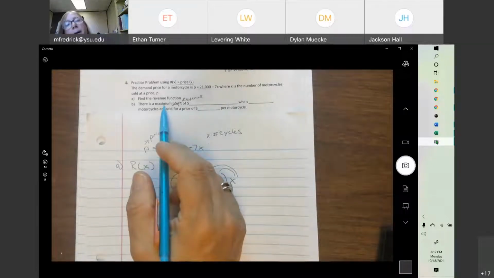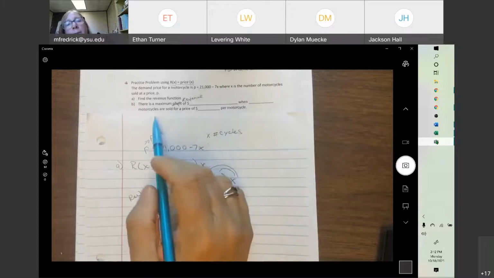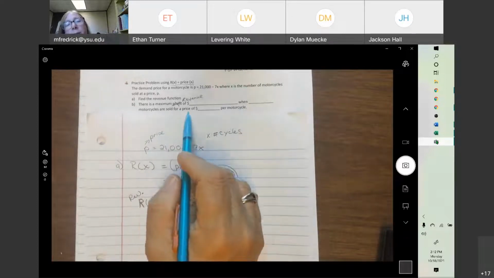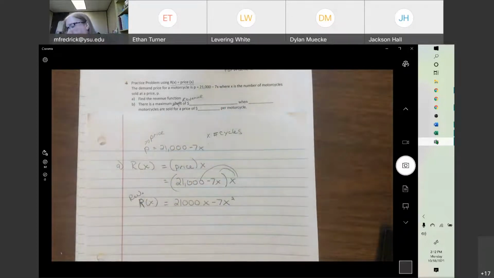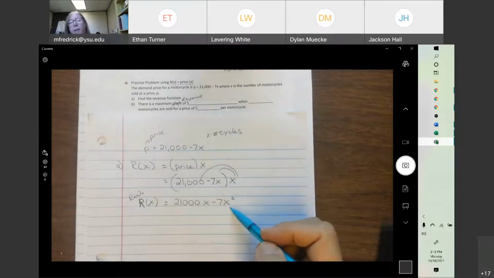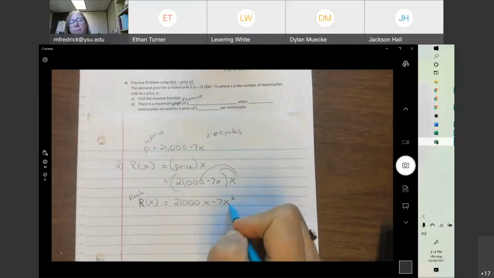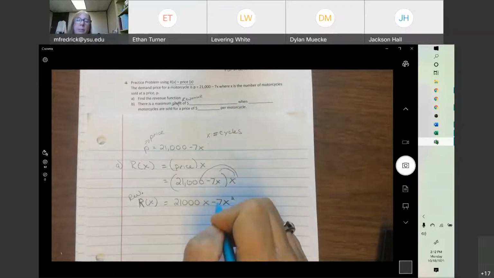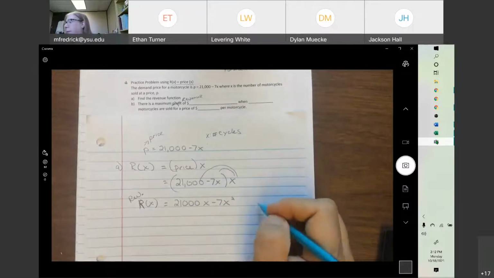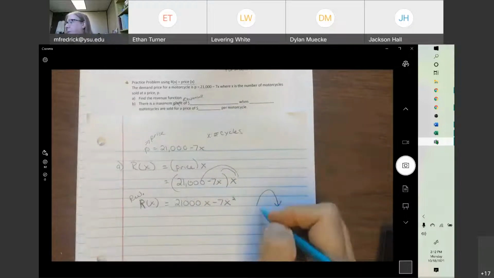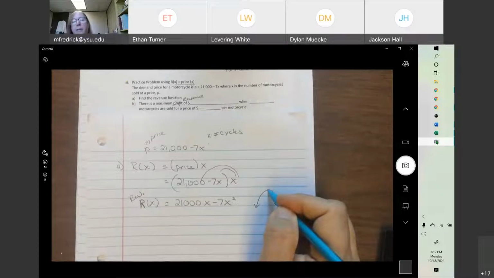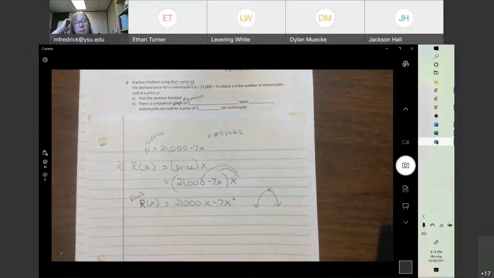It wants us to find maximum revenue, how many motorcycles need to be sold, and the price we would sell them for. Well, if we look at the function, notice it's quadratic because it's x squared, which means it's a parabola. Because the x squared term is negative, this parabola is going down. So there would be a max. The vertex is the max.